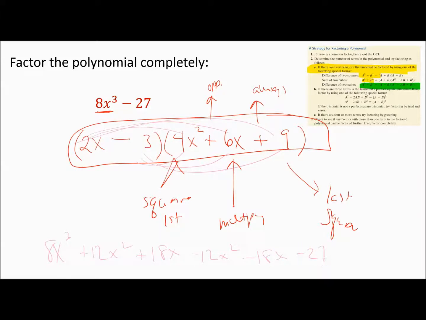You might be getting nervous, but look. That cancels with that cancels with that, and I have 8x to the third minus 27. Here's another tidbit of information. This polynomial over here, it's called a trinomial because it's got 3 terms. It will not factor again.